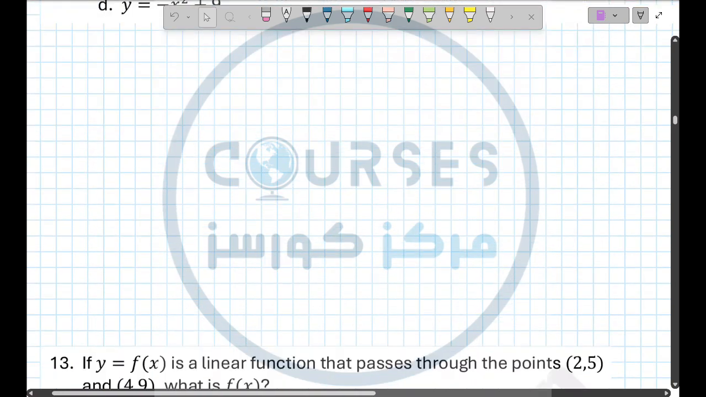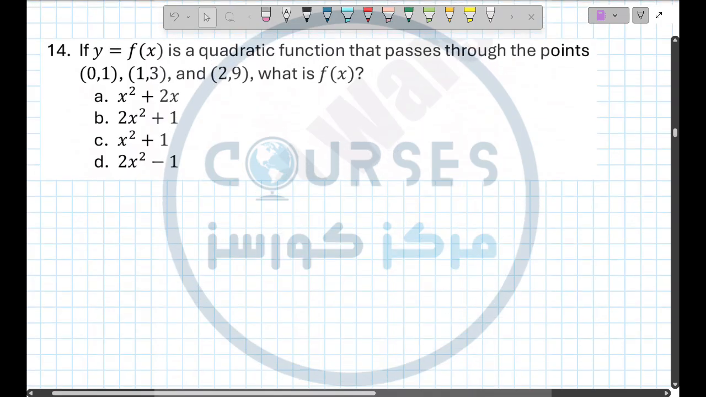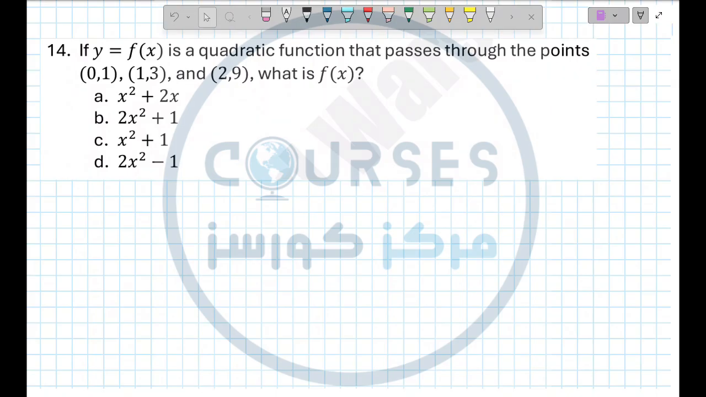Okay, questions 12, 13, and 14 are exactly the same, so I will just solve 14. If y equals f of x is a quadratic function that passes through the points 0 and 1, 1 and 3, and 2 and 9, what is f of x? Just use trial and error. Whenever he's giving you some points, just evaluate the functions at these points. How so? Each point is x and y, x and y, x and y. So substitute x and see if it will give you y or not.